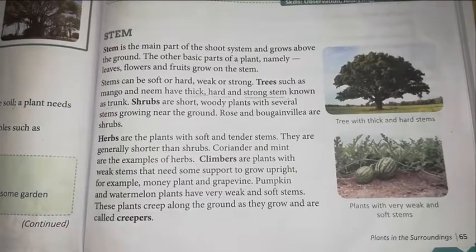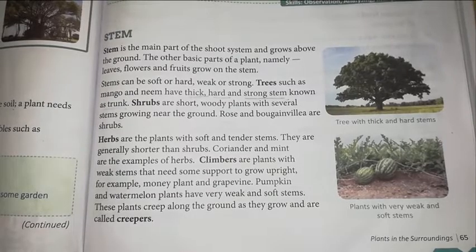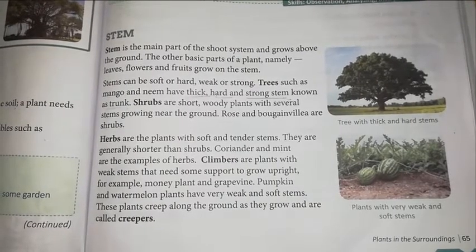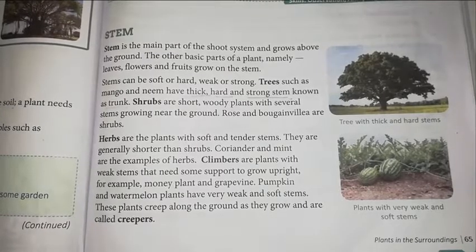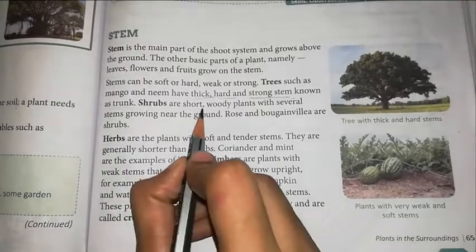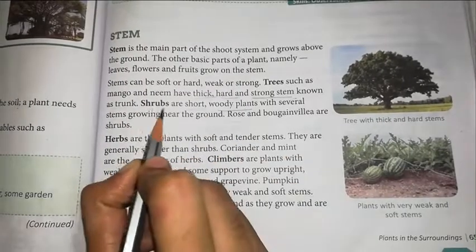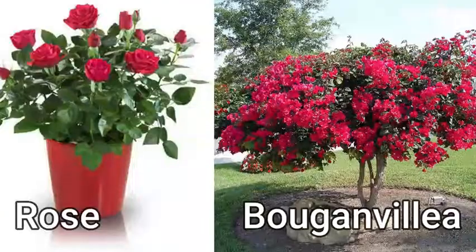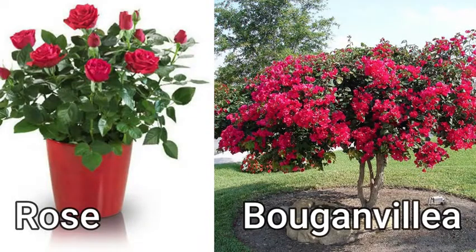Now we will study about the stem of shrubs. Do you know what are shrubs? Shrubs are short, woody plants. Short, woody plants, that is called shrubs. Plants like rose, hibiscus and bougainvillea are examples of shrub. They have several stems growing near the ground.